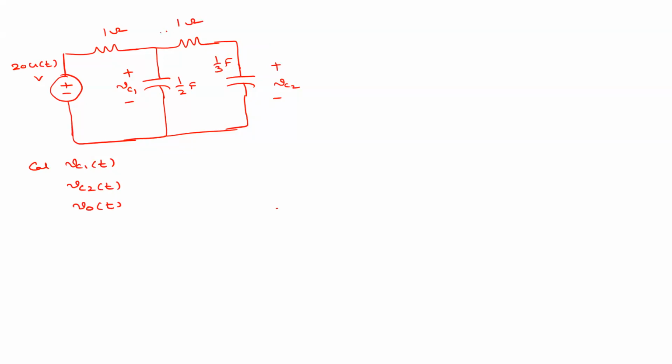So this is V0, the voltage across that 1 ohm resistor, in between the two capacitors. So that is V0 for t greater than or equal to 0.